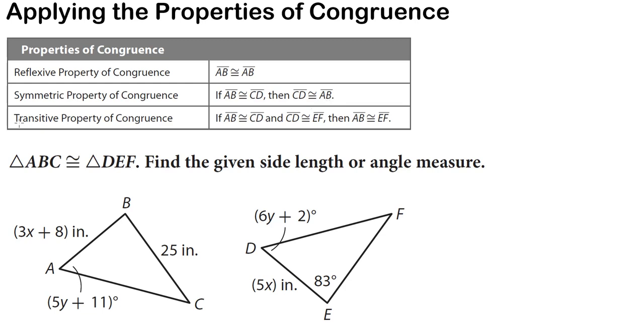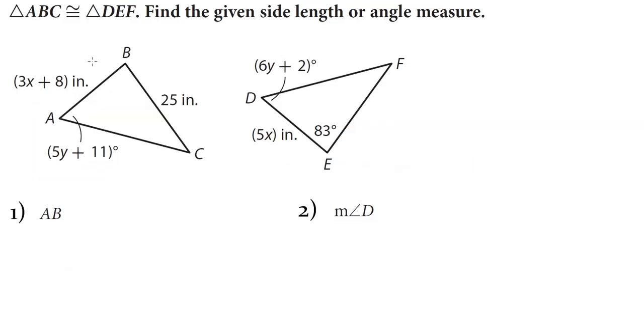And then we have the transitive property of congruence. Remember, we talked about transitive is like transfer. It's transferring equality, right? So if side AB is congruent to side CD and side CD is congruent to side EF, then that means that side AB is also congruent to side EF. So we could use congruence and corresponding parts to answer these questions.